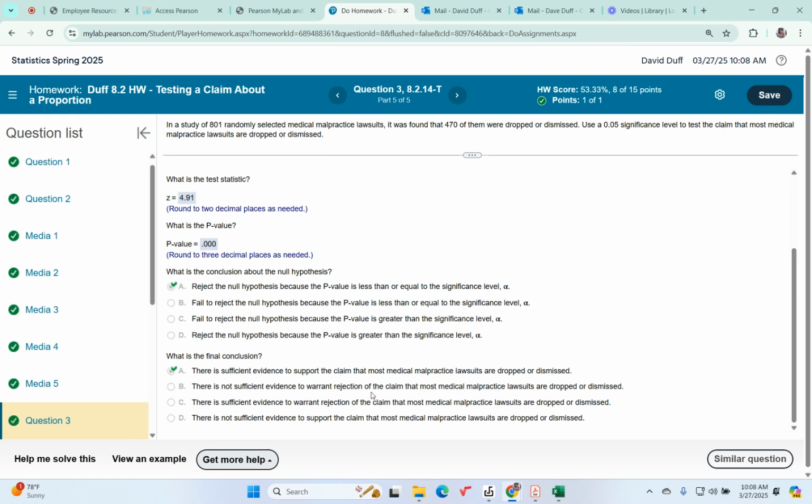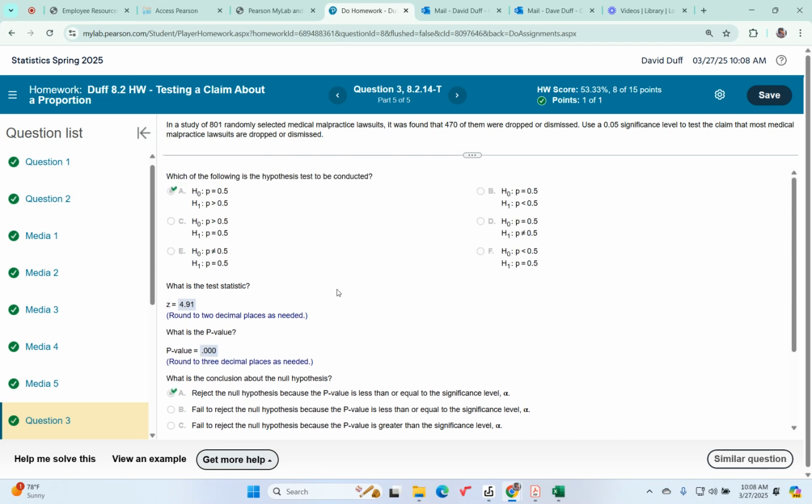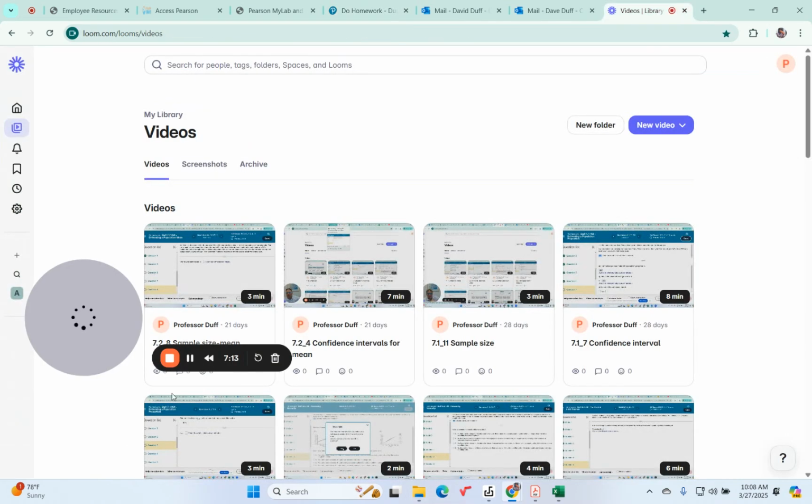And then the final conclusion is that we have sufficient evidence to support the claim that most medical malpractice lawsuits are dropped or dismissed. Okay, so that concludes this lesson.